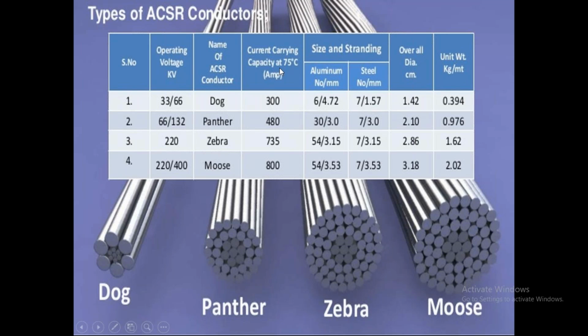And the current carrying capacity at 75 degrees centigrade. Generally in India the average temperature is 40 degrees centigrade, so it can withstand up to 75 degrees centigrade. That is the specialty of this type of conductor. Based on the sizing and overall diameter, we will go through the topic one by one: the voltage level of a particular conductor, the materials we are using, and the current carrying capacity.